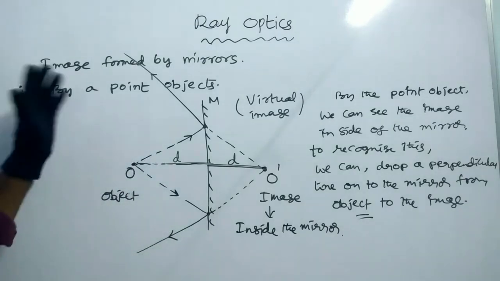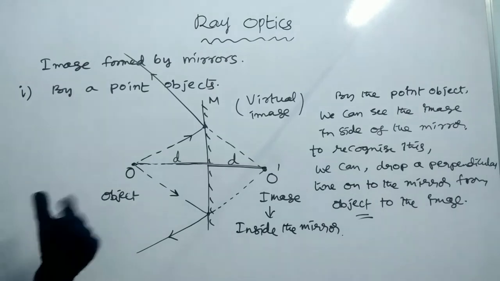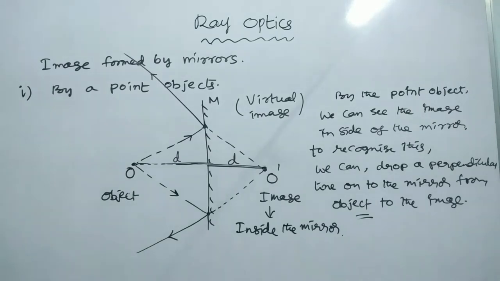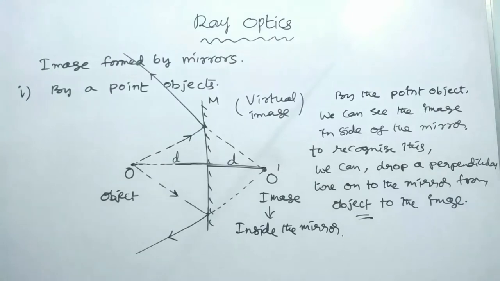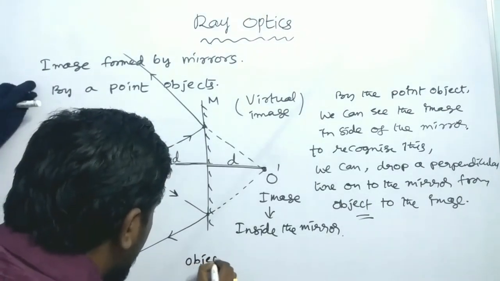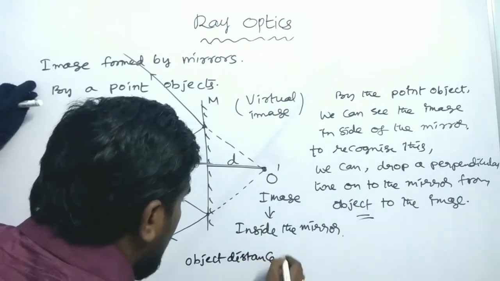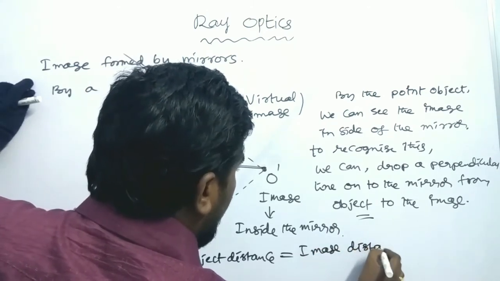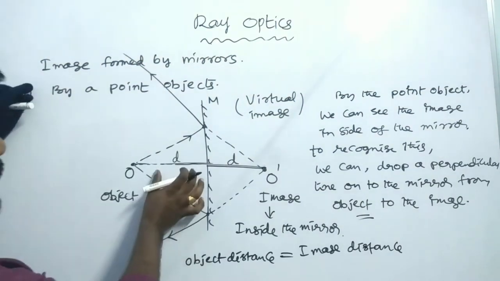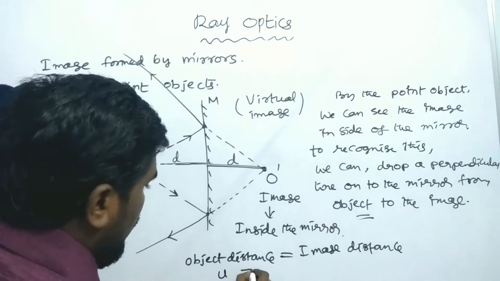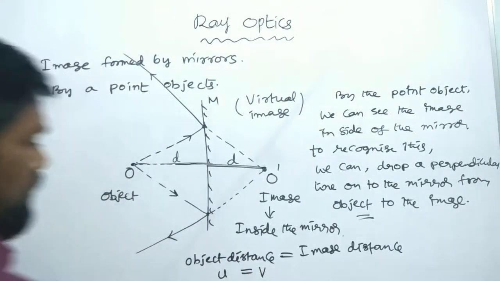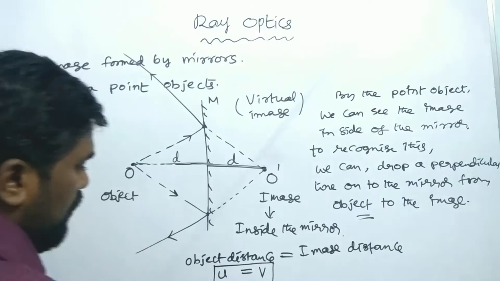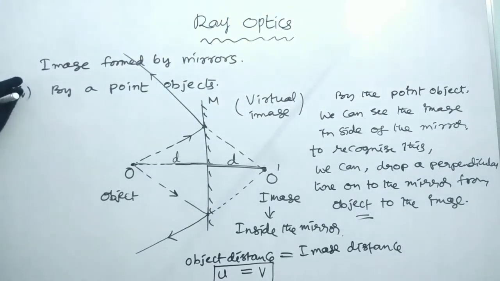There is a chance you may also get enlarged objects, or extended objects. Okay, so this is the image formed by point objects. Here the object distance is equal to the image distance. Very important. The object distance is u, and the image distance is v. In case of plane mirrors, u is equal to v.